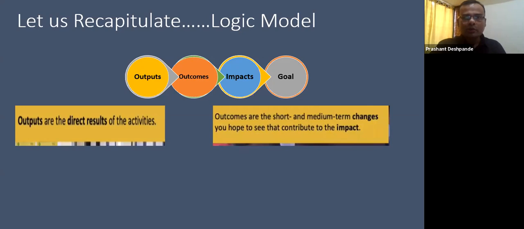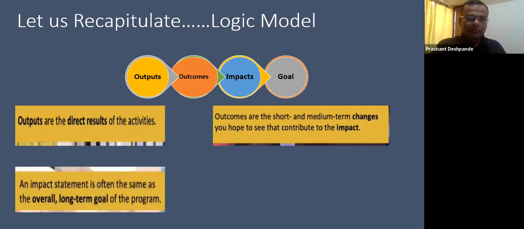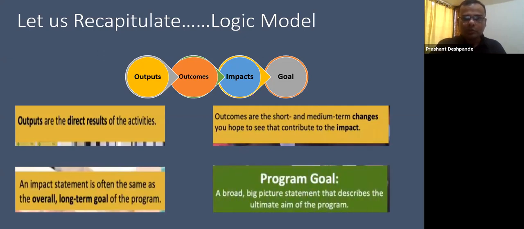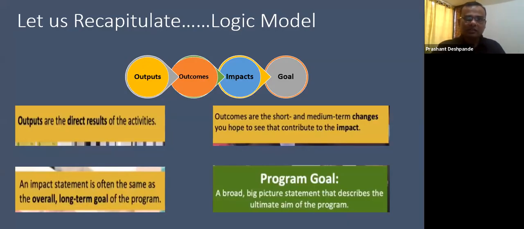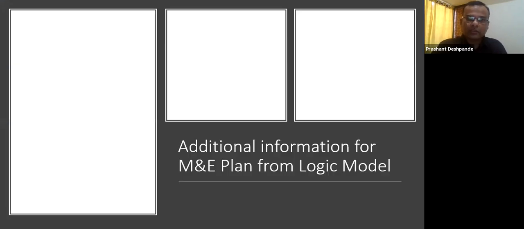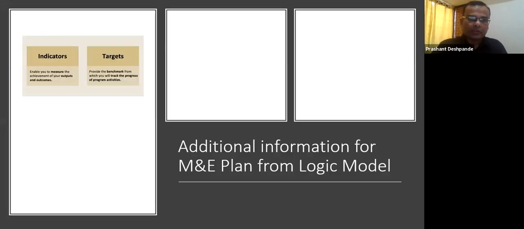When we spoke about outcomes, outcomes are short and medium term changes that we saw last time. Then impacts, they are the overall long term consequences of any program. And we saw the goal, which is a broad, big picture statement that describes the ultimate aim of the program. Now, this we saw in the last module. What additional information we require for the M&E plan, we will be seeing in this module: the indicators.